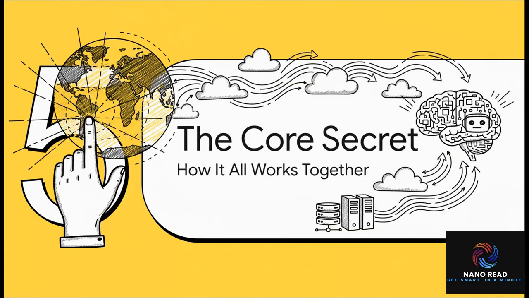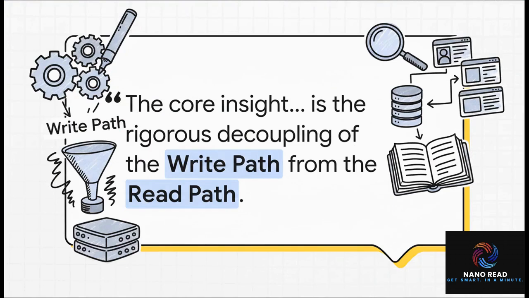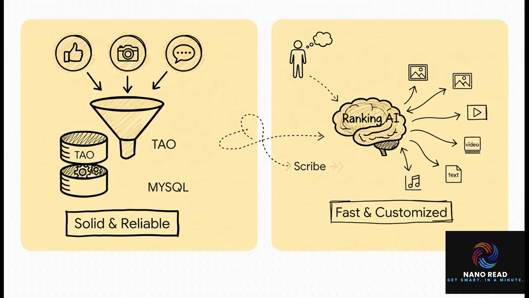Okay, we've followed the single like from your fingertip across the globe and right into the brain of a massive AI. So after all that, what is the one big secret that makes this whole thing hang together? It really comes down to this one quote from the engineers who built it. The core insight is the rigorous decoupling of the write path from the read path. That's the secret sauce. So the best way to think about it is that Facebook isn't one system. It's two completely separate, massive systems running at the same time.